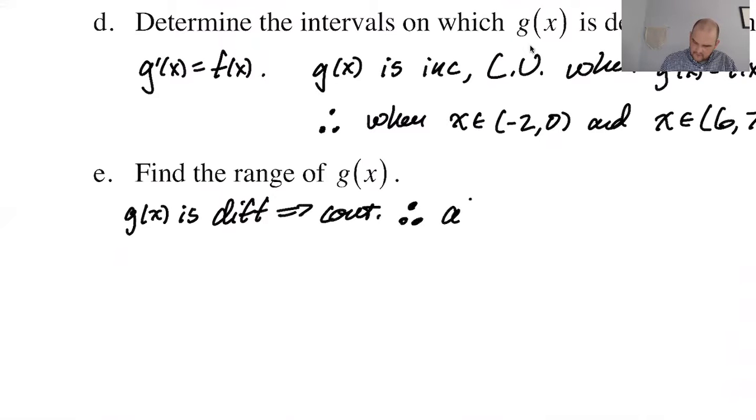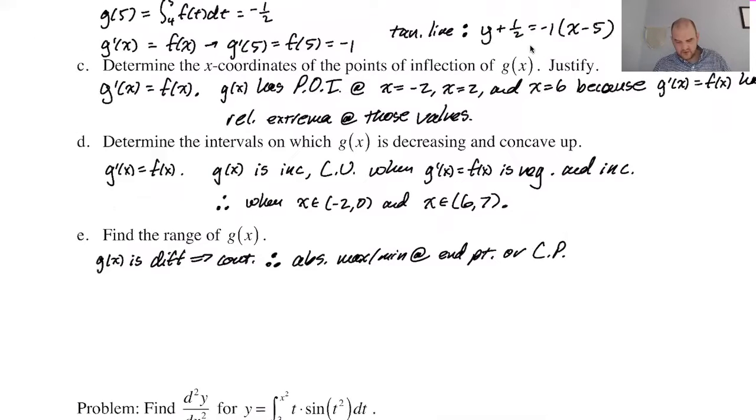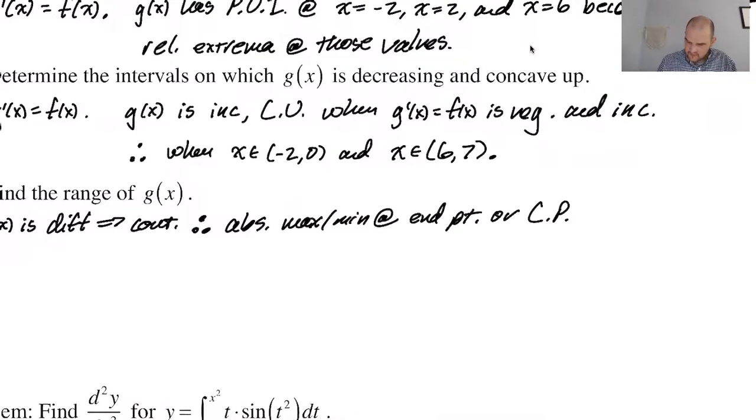Therefore, absolute max and min are at an endpoint or critical point. So this is going to be the candidates test. I love this question. My favorite way to justify a point of inflection is to use the relative extrema of the graph of the derivative. My favorite thing to do might actually be to use the candidates test. I love it because you don't have to figure out, is it a relative max, relative min? Just find the y value and move on. So an endpoint or a critical point.